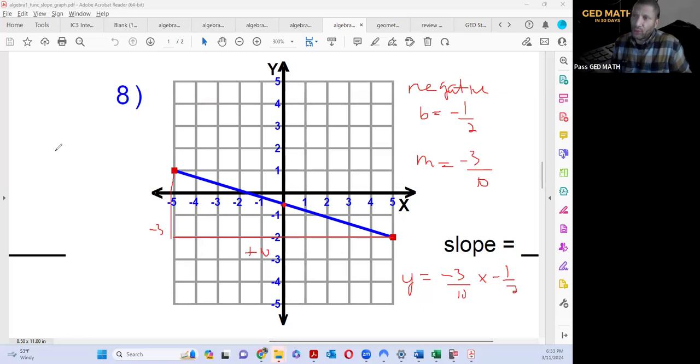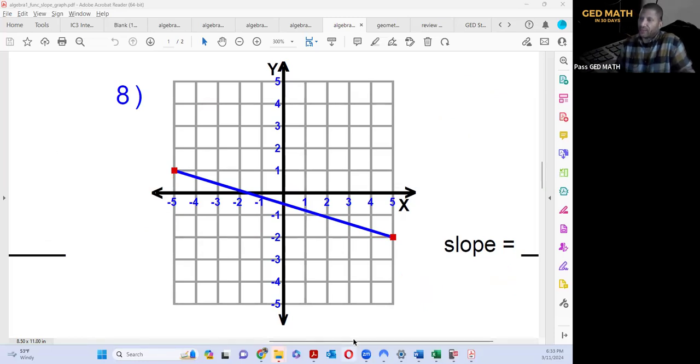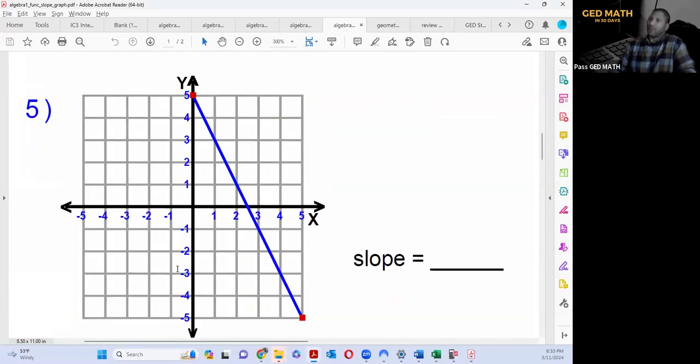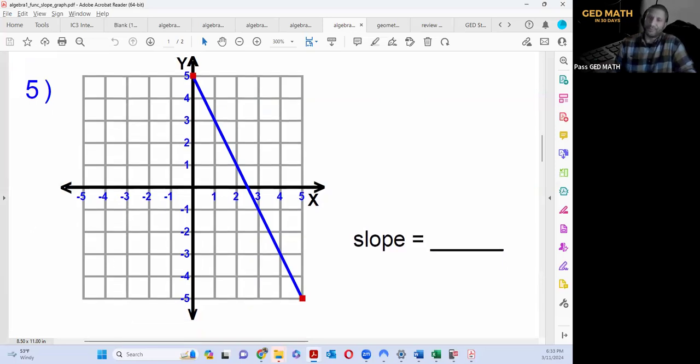So without confusing you, let me go to one where both the x and y are positive. So let me go to this one right here. I wanted a negative slope. So let's do this one right here, number 5. So again, from left to right, it's going down. So this is a negative slope.